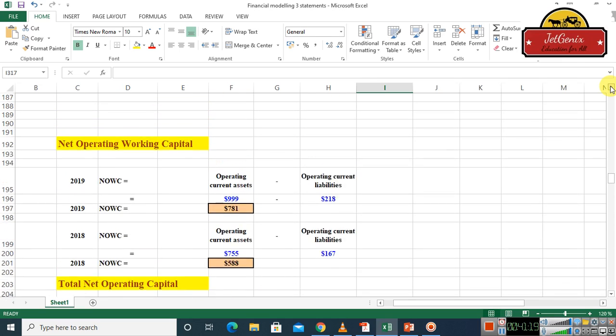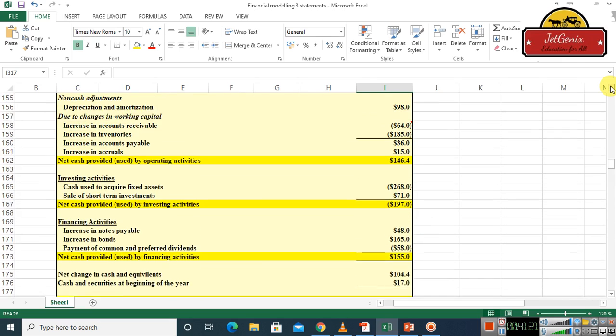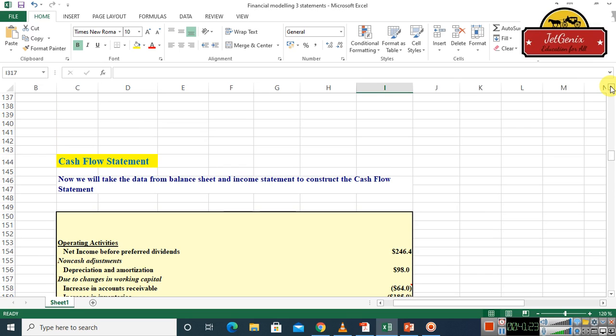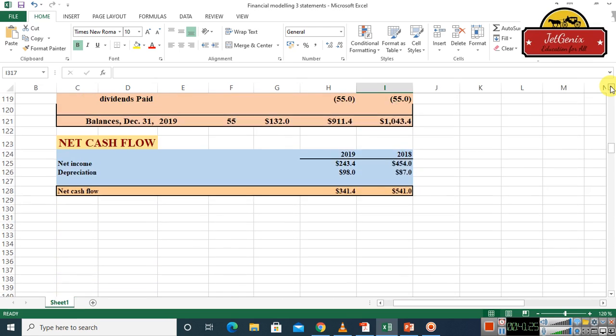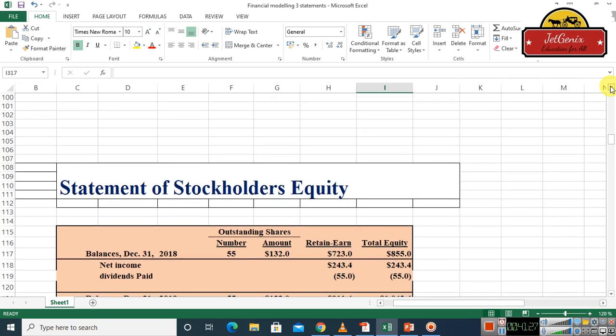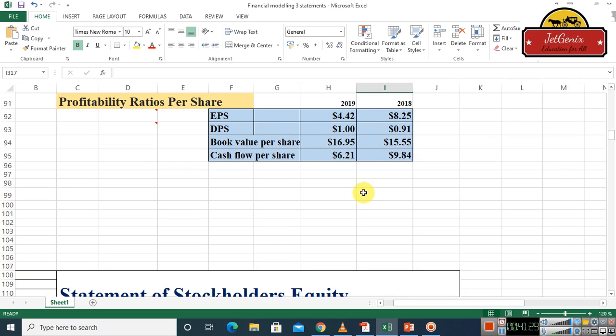Okay, so all these things we have done so far are very easy and very fruitful and very helpful for your financial modeling and for your decision making.